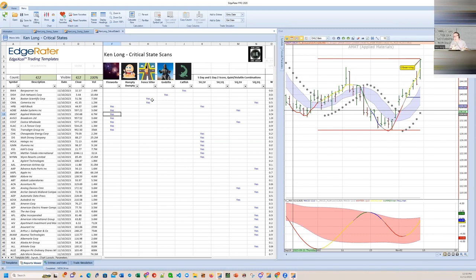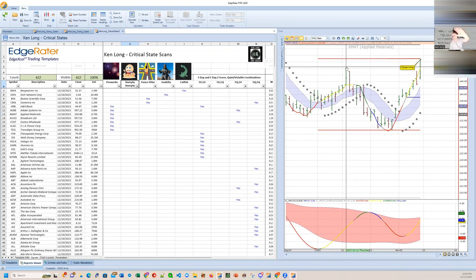Humpty Dumpty is a shorter term version of a fireworks. Humpty Dumpty would occur if you were a fireworks and then had one bad day. If you go back to the 12th on AMAT, that first big red candle after the last 30-day high, go on to the chart. Yeah, go north, go up to the price bar, the previous 30-day high. Oh, previous 30 days. Yeah. So if you now go to the right, stop.